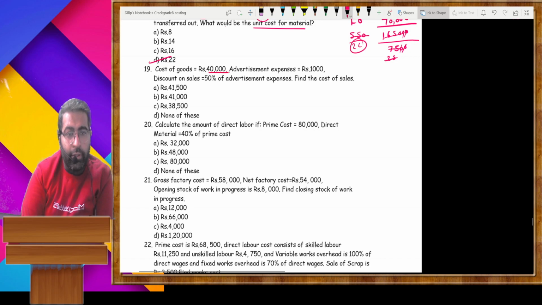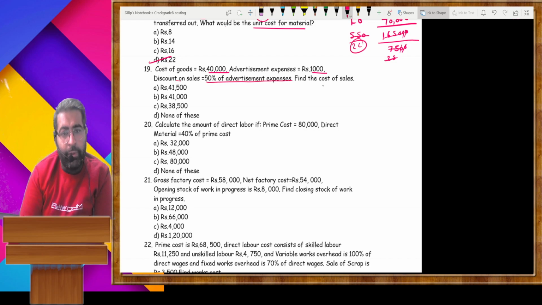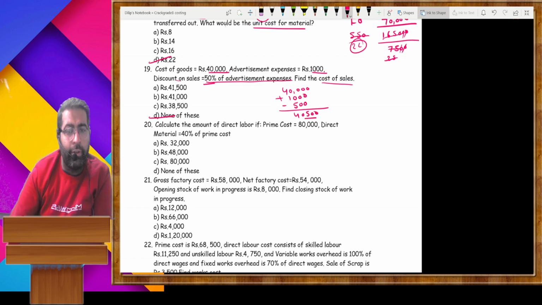Cost of goods 40,000, advertisement expenses 1,000, discount on sale 50% of advertisement. Find out the cost of sale. Simple. 40,000 add 1,000, discount 50%, so 1,000 minus 500, total 40,500. Nothing is given for 40,500, so none of these answers.